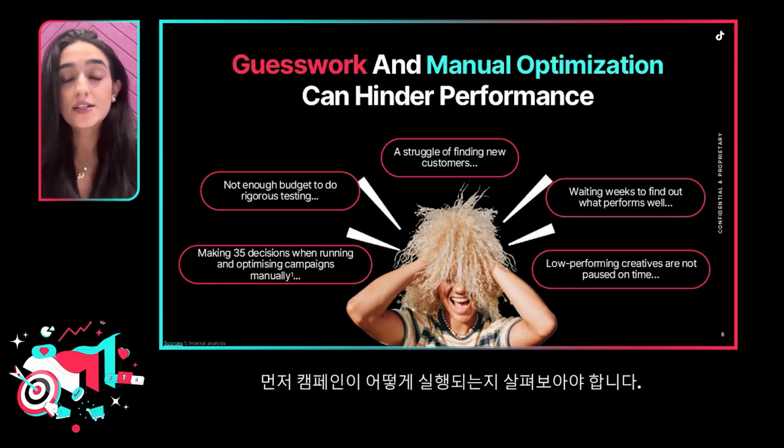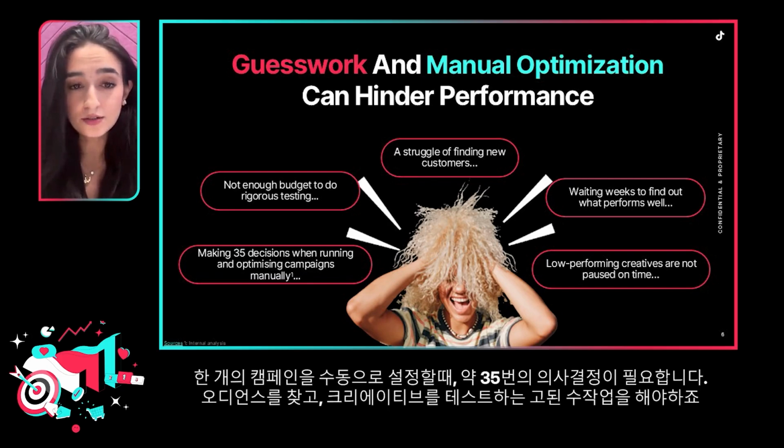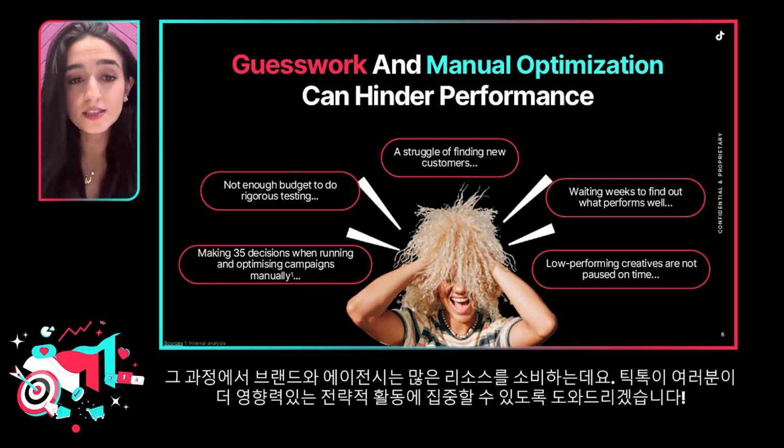The first thing to consider is how your campaigns are executed. As you've surely experienced, the manual campaign work and the guesswork that accompanies them, like finding the right audiences or performing creative optimization, can become a real bottleneck to your brand's growth. On TikTok alone, setting up a single campaign manually requires up to 35 active decisions. Teams can spend weeks experimenting with budgets. It's a never-ending manual struggle trying to find the right audiences, testing different creatives, and trying to understand what works for your brand. As a result, agencies lose valuable time and resources.